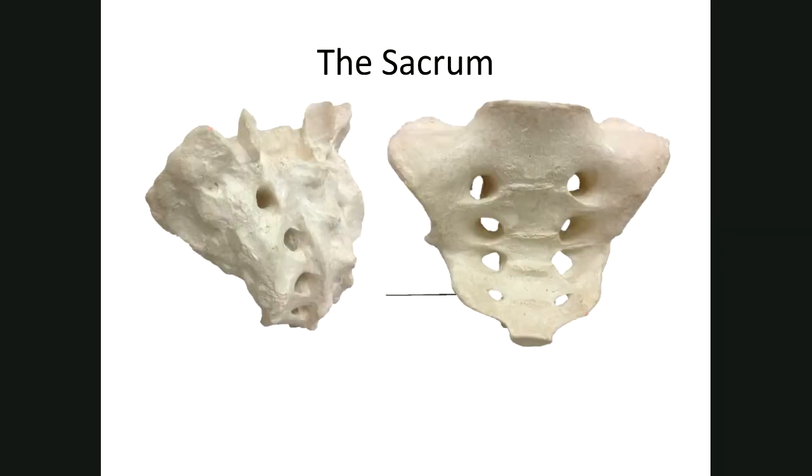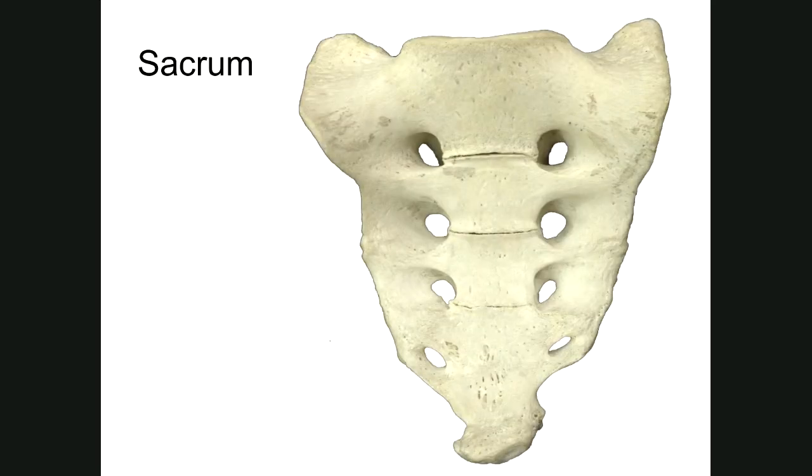All right, the sacrum. All those 24 vertebrae sit on top of this bone here, your sacral bone. At one point it was 5 individual vertebrae, but they all fused together. Here's another view for the sacrum. This is the front.